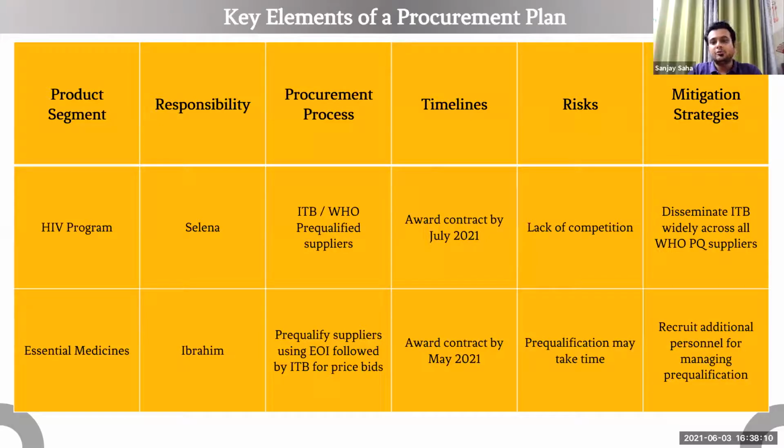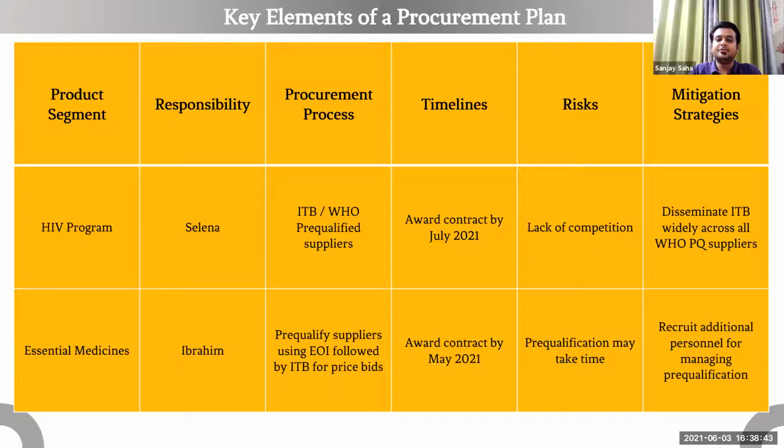And then, of course, what are the timelines of this entire process? When should the award be ready? When should the purchase orders be raised? So timelines are important in a procurement plan. We can also have risks and mitigation strategies in a procurement plan. For example, when it is a plan just for the HIV program, where there are very few pre-qualified suppliers, there is a risk that there may be lack of competition. So how do you make sure that you get good prices?